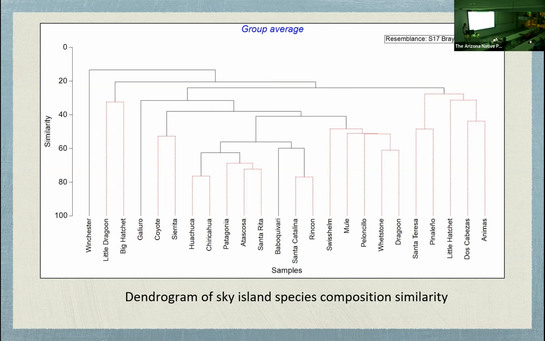The higher up the trees go, the less similar they are. The percentage of similarity is on the left. The solid lines represent a statistical difference from related branches of the tree, whereas the dashed lines represent not a statistical difference. So for instance, Huachuca and Chiricahua, there is not a statistical difference between the species composition of subtropical plants in those ranges. So this gives us an idea just looking at the dendrogram.